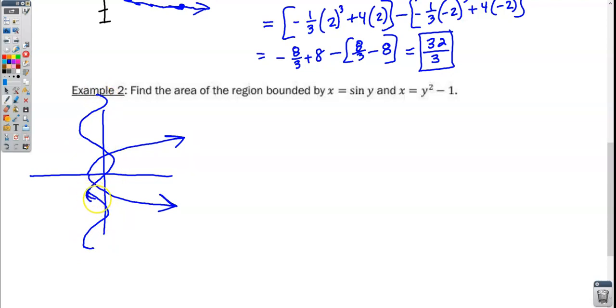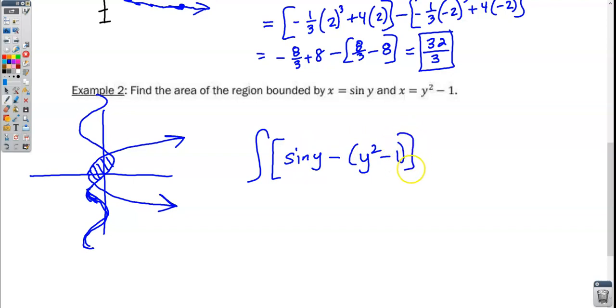That's a really terrible picture, but I'm roughly looking at a region like this. Okay? And from all of that, I can tell that my upper curve, or my right curve for this region, is the sine curve. So that's going to come first in our integrand. And my leftmost curve is the parabola. So I've got that all set up.